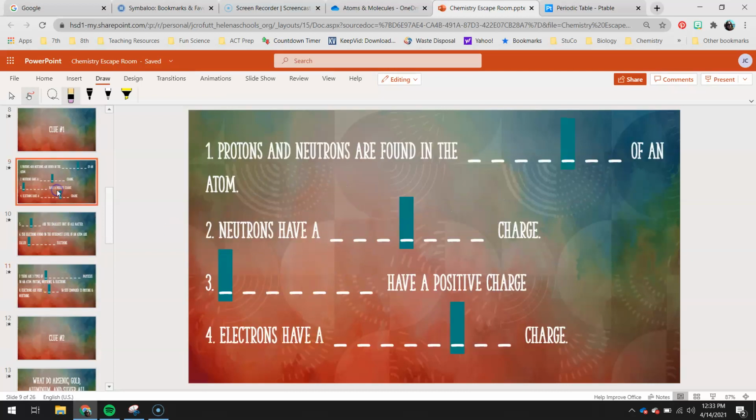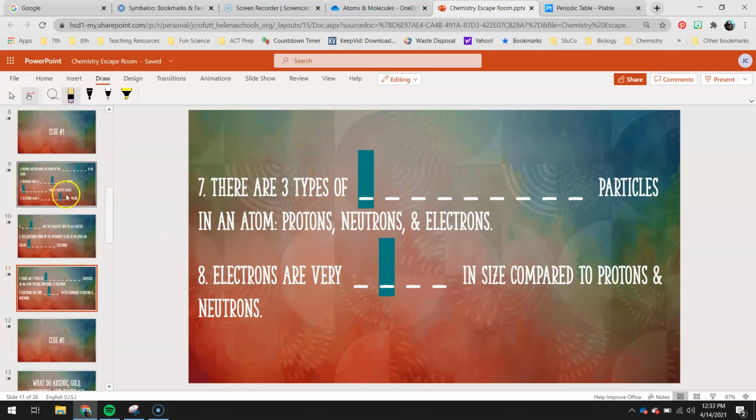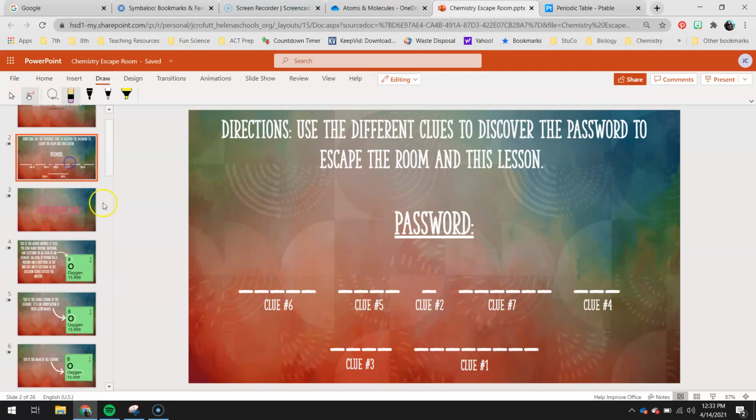So you will need to figure out the answers to those, and then you will write them in there, and then from each of your 8 little questions here you will grab the highlighted letter, and finally you will need to unscramble those highlighted letters to find the correct answer to clue number 1 here.